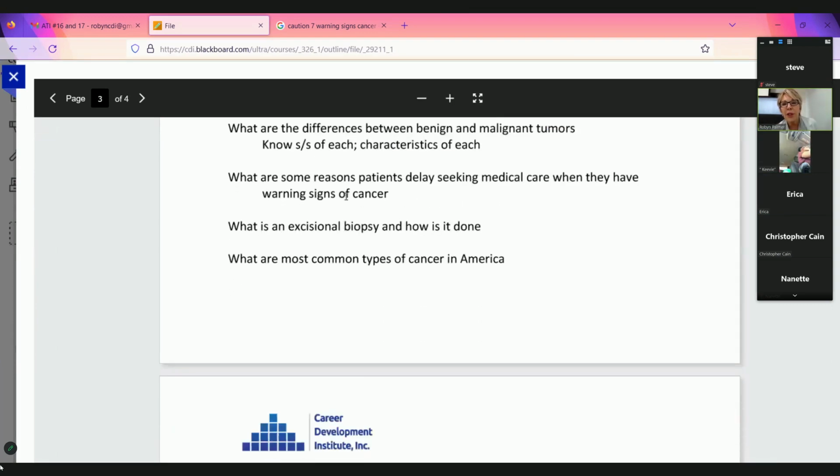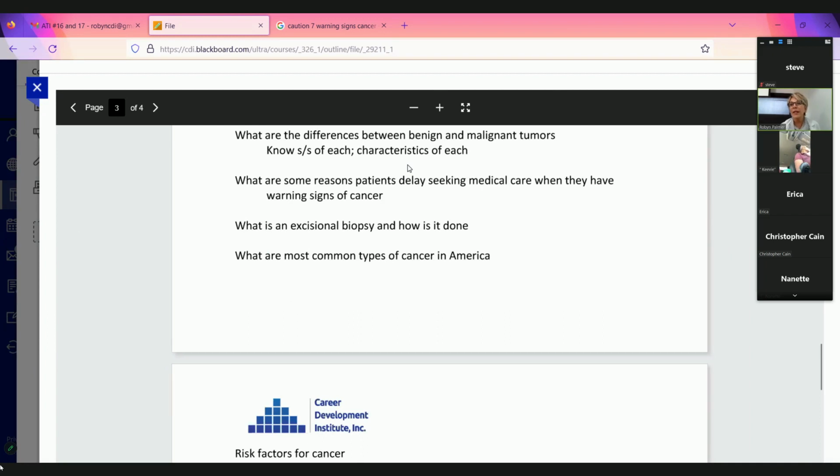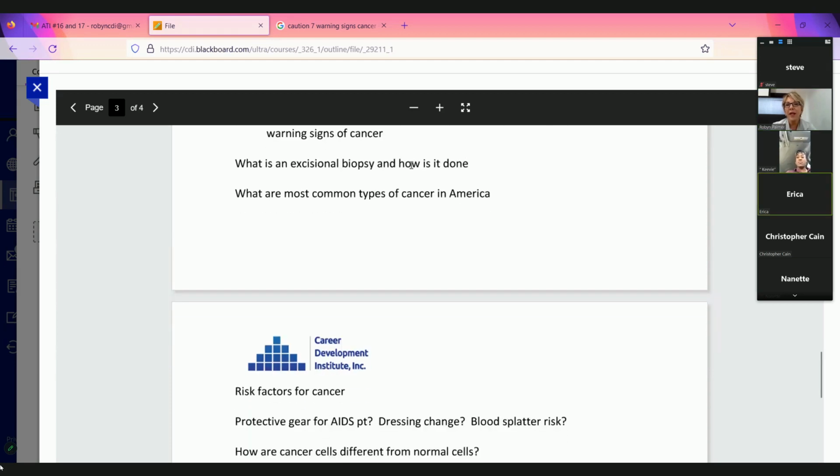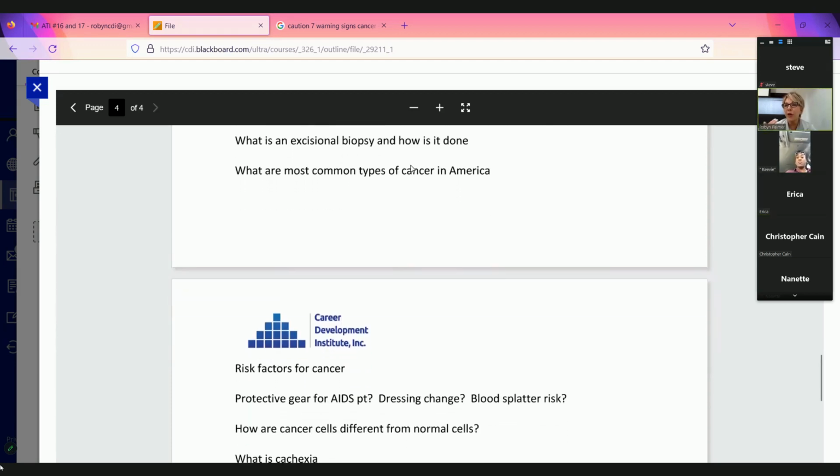What are some reasons patients delay seeking medical care when they have warning signs? If you have a patient that had 6 of the 7 warning signs of cancer, why do you think that patient might not have gone to the doctor? They were scared. They were fearful, right? They don't want to know. That's what my sister did when she had the terrible eating patterns, and then she started having rectal bleeding. She was like, I'm not going. She never said a word to anybody, and then it was too late. So patients get scared. I don't know if they think it's going to go away. They don't want to hear the diagnosis out loud.